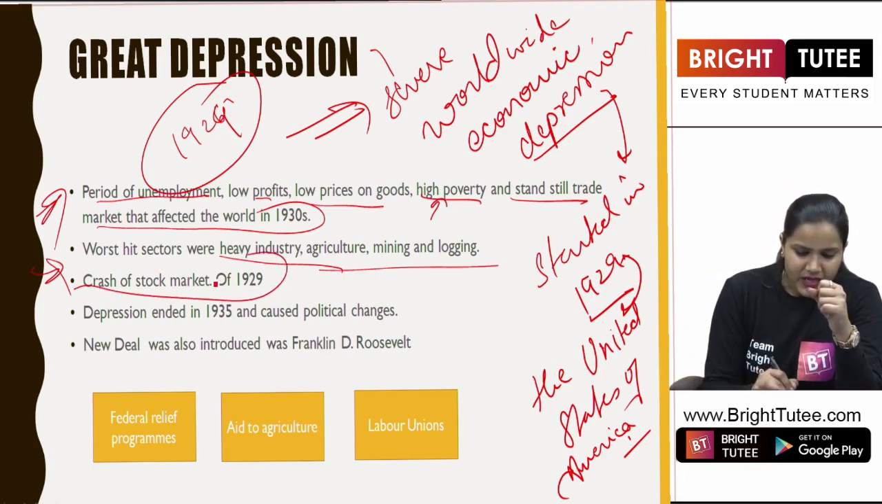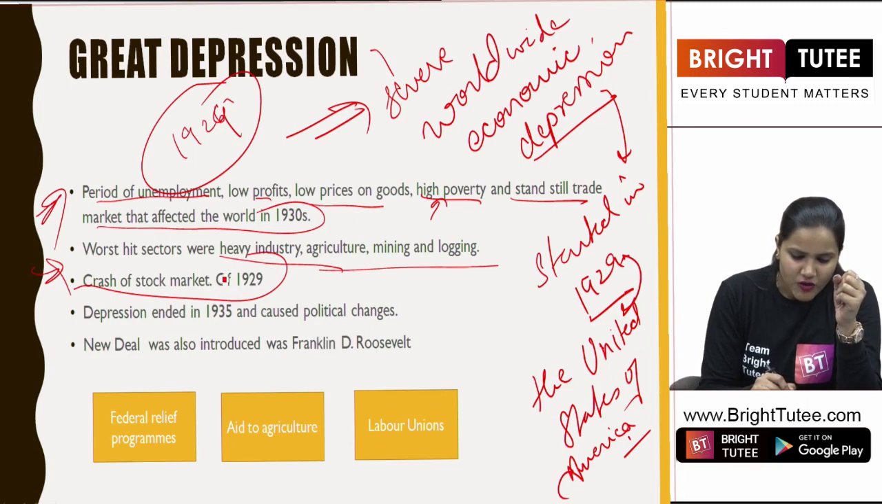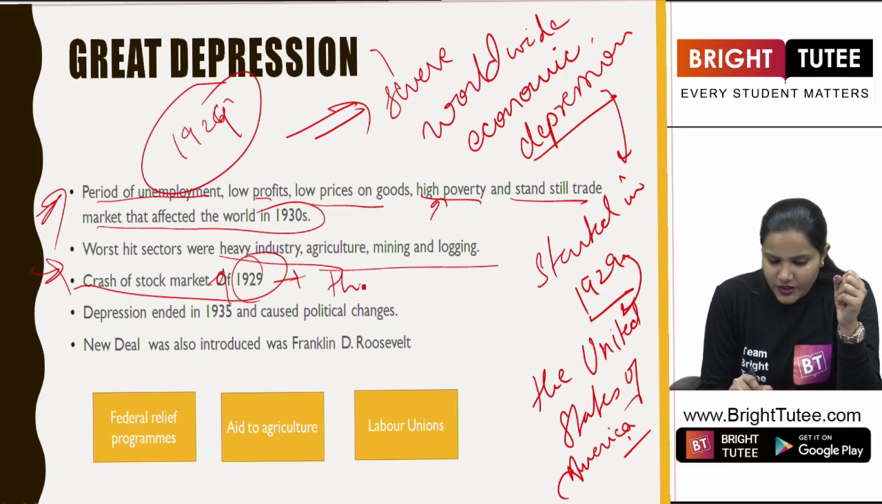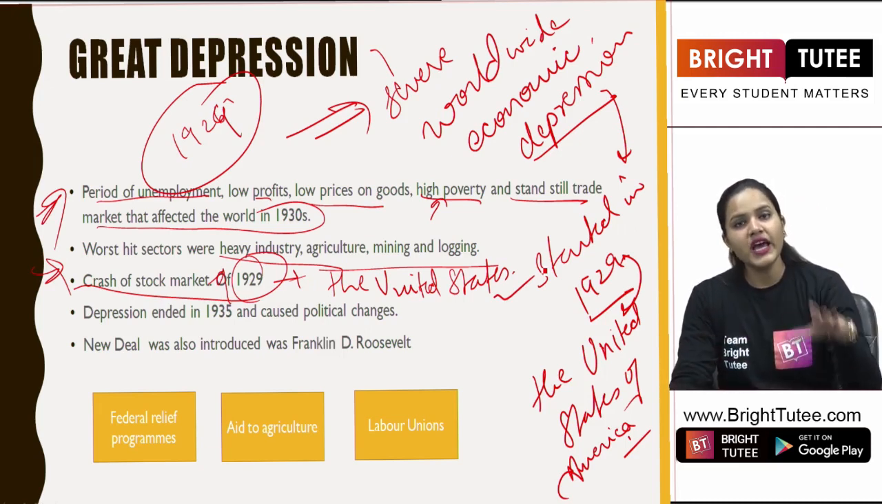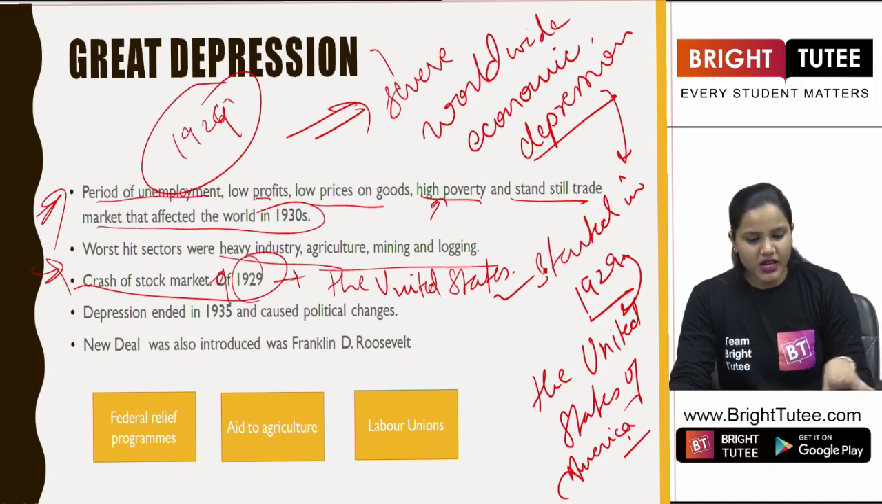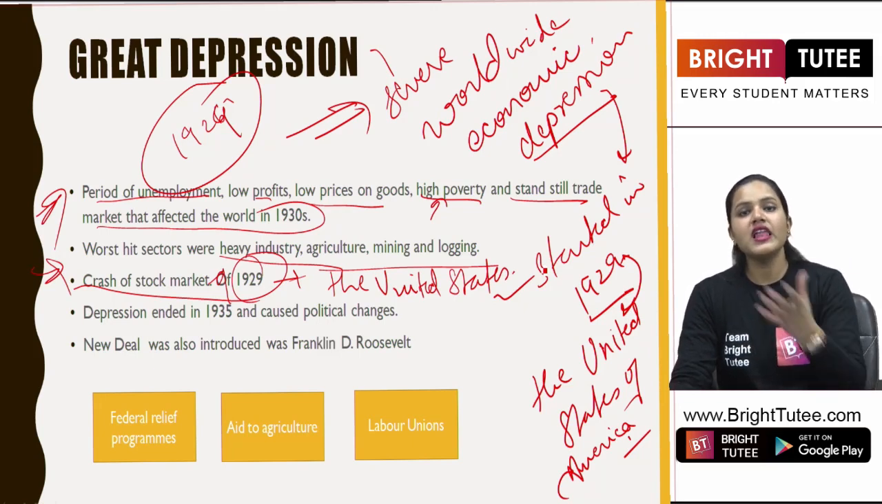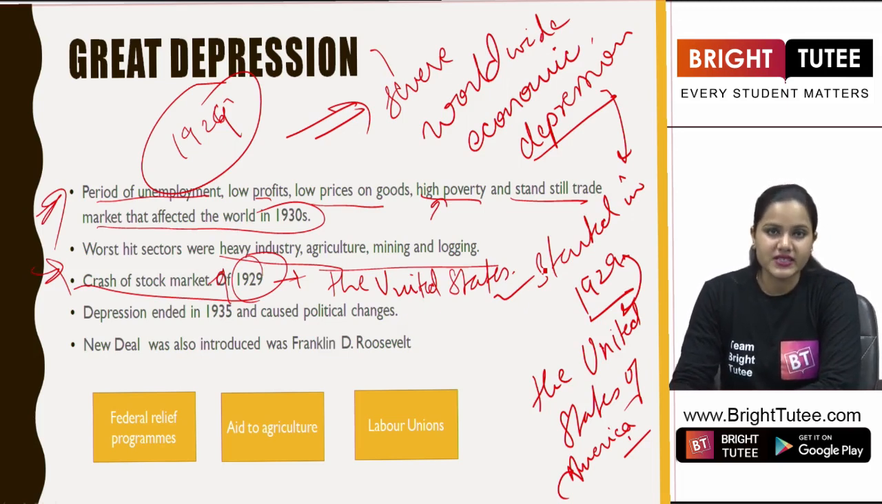Now one of the main factors was the crash of the stock market of 1929, in the United States. In the stock exchange markets, there was a total crash of the stock market that happened in the year 1929. You will understand this term in your economics section as well. Here you have to just understand that one of the factors that aggravated and led to the Great Depression was the crash of the stock market in the United States.